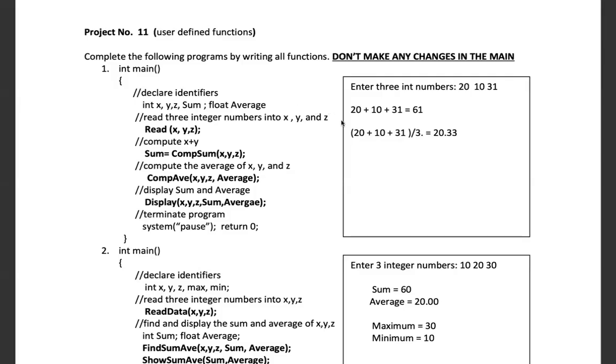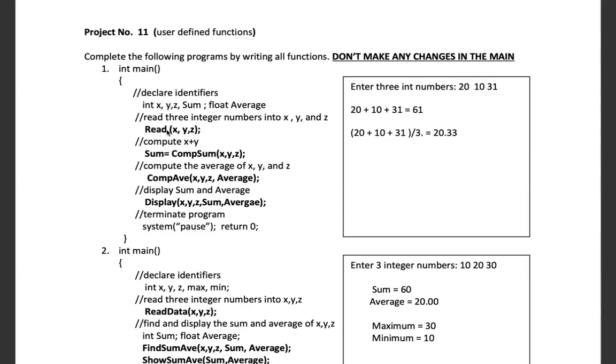Today I want to go over Project 11. Project 11 is asking to complete the following program by writing all functions. Don't make any changes in the main. In the main function, we have integer x, y, and z. We have integer sum. We do have float average.